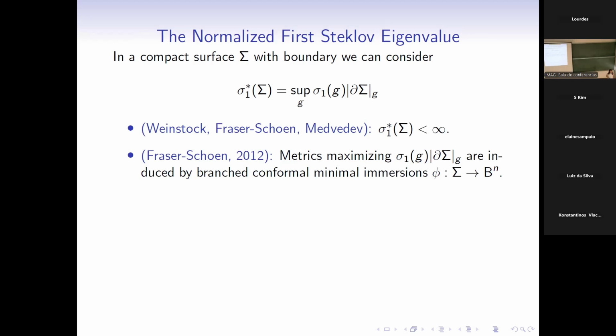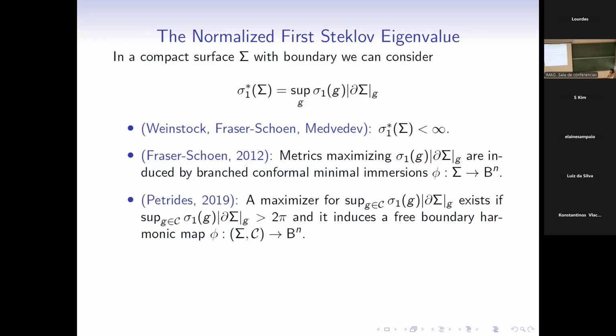So Fraser and Schoen proved that if you do have a maximizer, then your surface endowed with this metric can be immersed in a Euclidean ball as a free boundary minimal surface by first eigenfunctions. And Petrides also worked in this setting, and he proved the existence of a maximizing metric if you concentrate on a conformal class. But here he needed this lower bound for the functional, which is believed to be true in general, so it's not like a restriction. If you want to prove that, that'll be awesome.